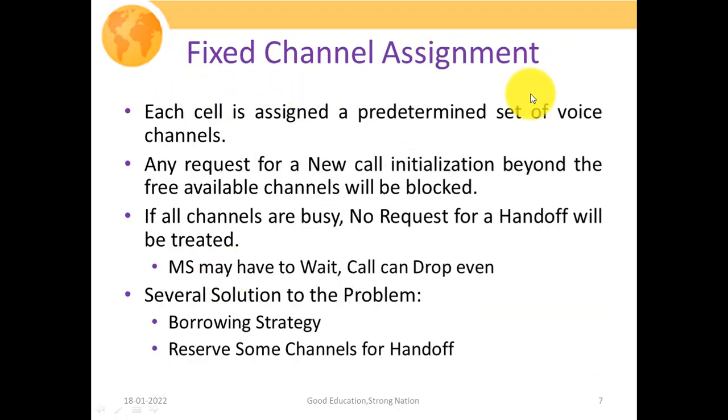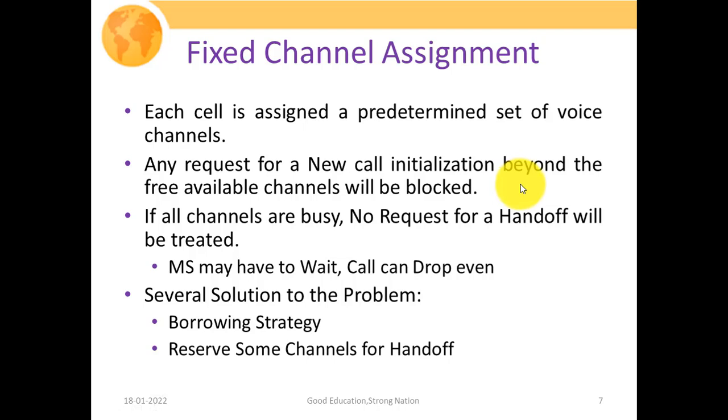So first one is your fixed channel assignment. As the name suggests, fixed channel assignment, that is fixed frequency allocation, will be there. Each cell is assigned a predetermined set of voice channels. Here in this fixed channel assignment strategy, we are going to allocate certain fixed frequency bands to individual cells. Then any request for a new call initialization beyond the free available channels will be blocked. Suppose in a particular cell we have allocated 10 frequency bands, that is, 10 simultaneous calls might be supported by that particular cell. As the first, second, third or up to 10th request enters that particular cell, it will basically serve them.